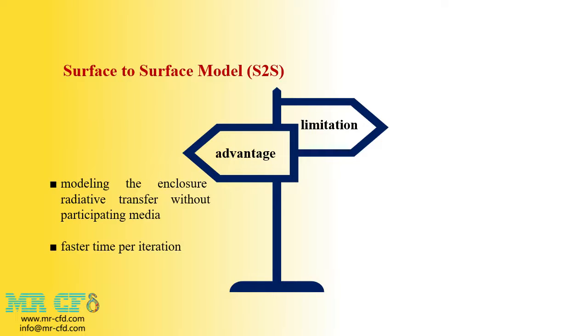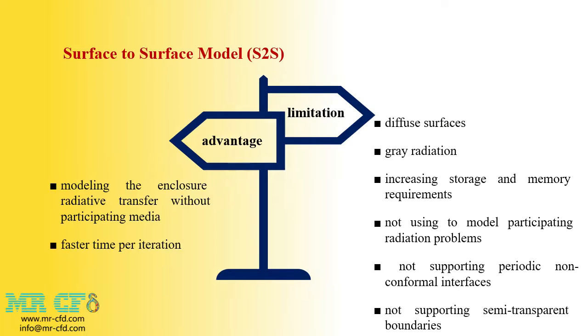Another method of heat transfer is surface-to-surface S2S radiation. The main feature of this method is that it is suitable for modeling radiation heat transfer inside a chamber or closed space without the intervention of the material environment or participating media. Second, this method works faster in terms of time per iteration. But this radiation method also has limitations in its use that we point out.